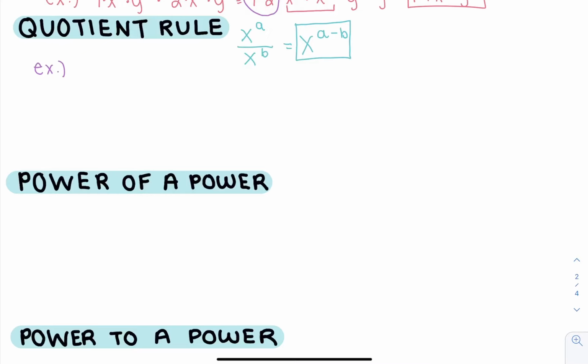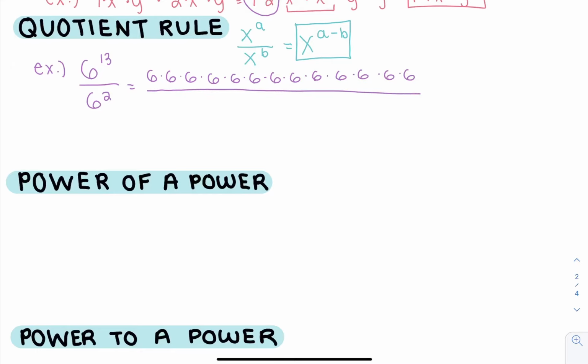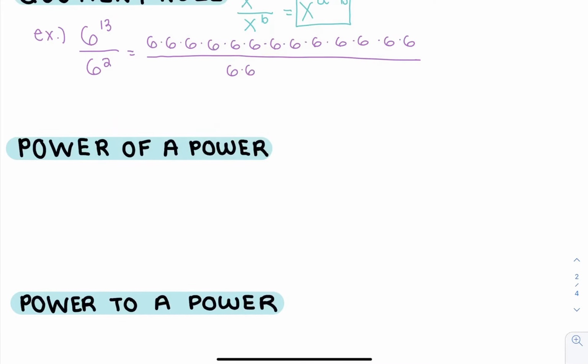Let's say we have 6 to the 13th divided by 6 squared. Now, if we ever forget our rule, we can write this out. So this is where it becomes a pain. 6, 7, 8, 9, 10, 11, 12, 13. So I multiplied by 6 13 times, and now I divide by 6 twice. When I do that, notice I can end up canceling. So I can cancel here and here, and I can cancel here and here. And now how many times am I multiplying by 6? I'm only multiplying 11 times. So this is 6 to the 11th. If I want to do this with the shortcut, I just do 6 to the 13th minus 2, which is 6 to the 11th.